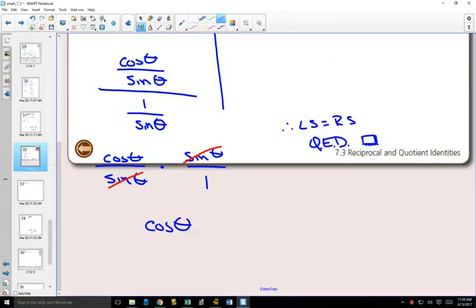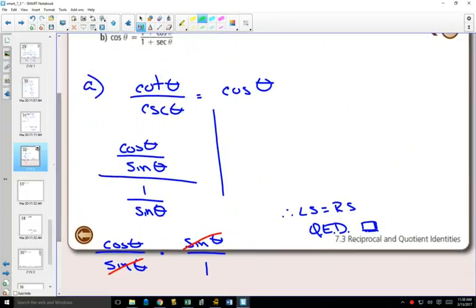There's my proof. As far as my non-permissible values go, I'm going to take out my highlighter, and I'm going to look wherever I'm dividing. I'm dividing here. I'm dividing here. I'm dividing here. I'm dividing there. I'm also dividing by 1, but 1 is never equal to 0, so I'm not really worried about that.